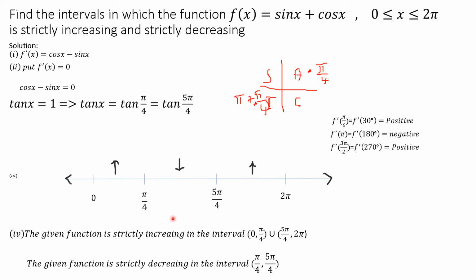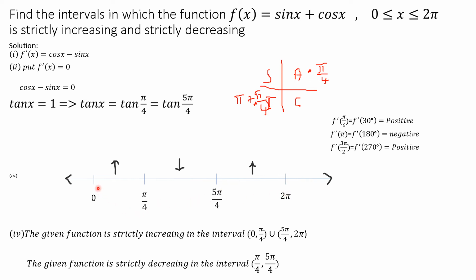Okay, see here, I will divide this into three disjoint intervals. One is the open interval 0 to pi by 4. Another one is pi by 4 to 5 pi by 4. The next one is 5 pi by 4 to 2 pi. Okay, let us check one by one.